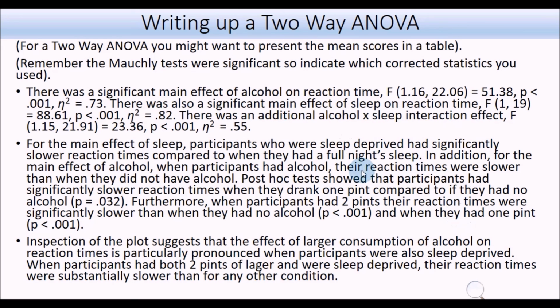You also want to indicate, if you're writing this up and you are using the corrected statistics, in this case the Greenhouse-Geisser statistics, you'd want to indicate that you'd used those corrected statistics rather than the sphericity assumed statistics. You also might want to, if you're looking at 2-way ANOVA, present the mean scores and probably the standard deviations in a table as well. Otherwise, if you try and write them all out, it can get a little bit messy. So if you present them in a table or in a graph, then you've got that information there and you don't need to really repeat that information in the write-up.